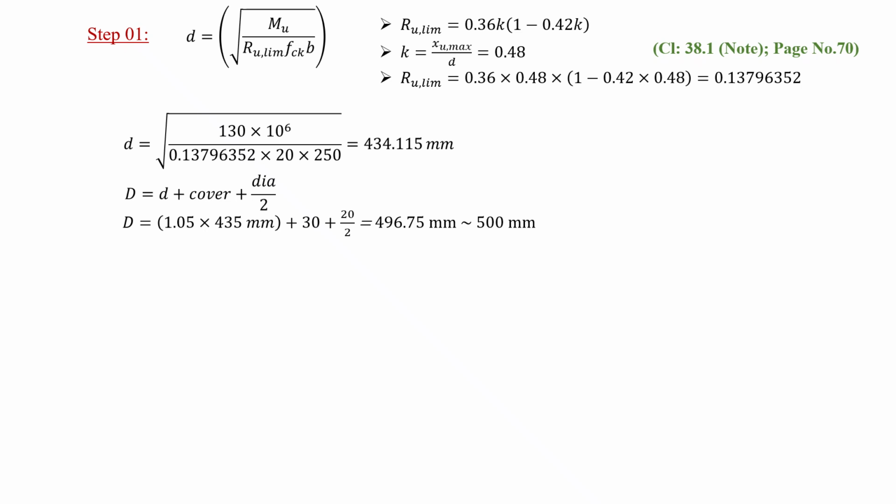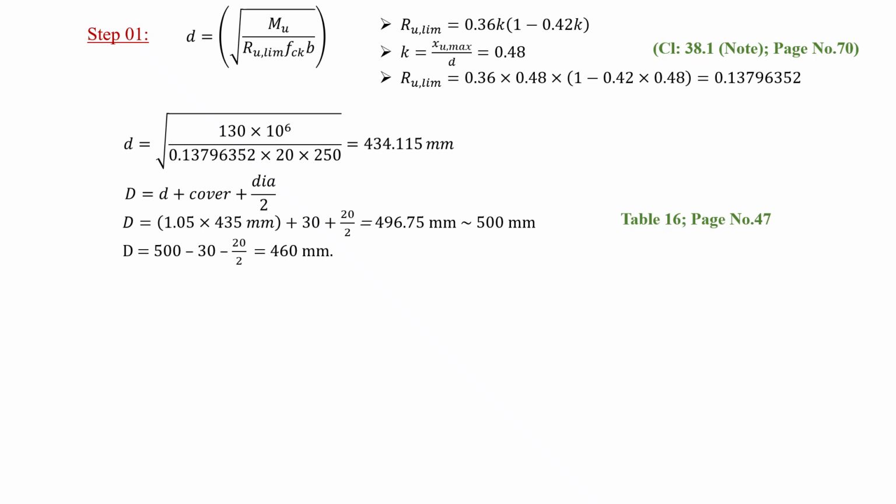So I am increasing here the effective depth, 1.05 into 435. Then cover based on IS table 16 page number 47, we will be considering based on the exposure environment, and here we are assuming 20 mm dia bars, which is giving me around the overall depth as 496.75 mm. So I am rounding it to 500 mm. This 500 mm is a multiple of 25 mm, so I am not going to increase it much, I am keeping it as it is.